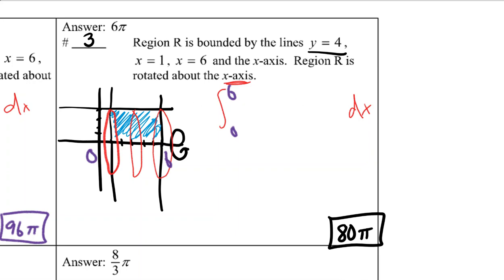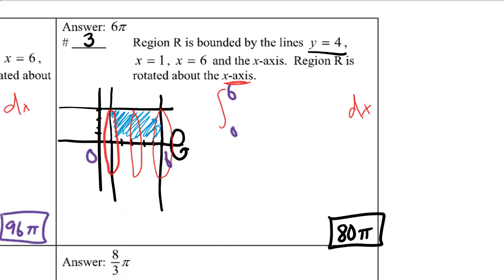And still okay? Oh, so it isn't washer method. This one's just a disk, because there's not any gap. Washer means that there's going to be like a hole in the middle. Disk is like, it's solid. Like if you took this area and rotated it, there's no gaps in it.